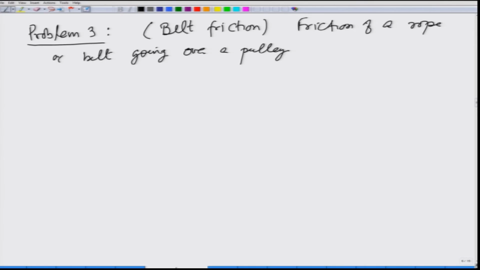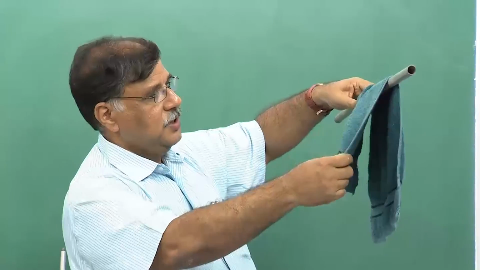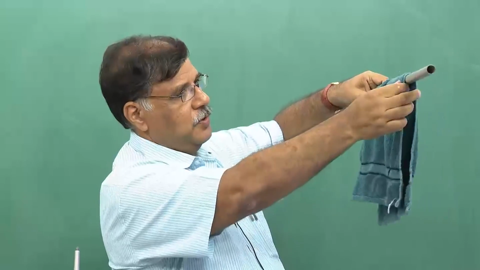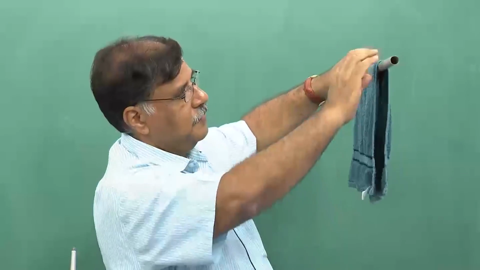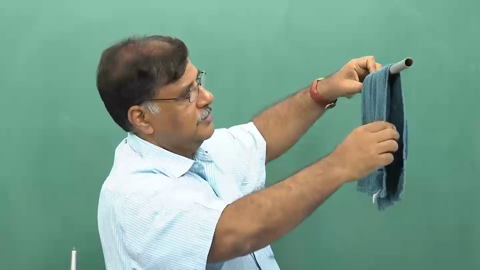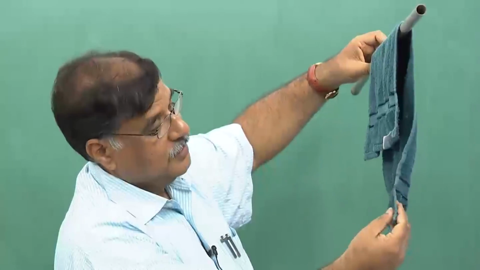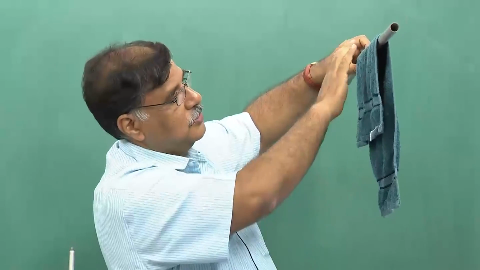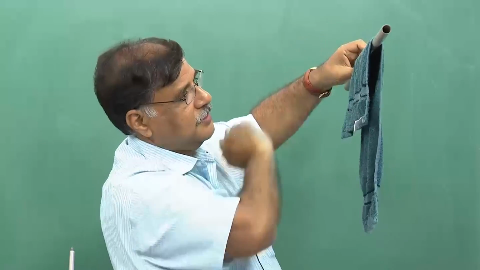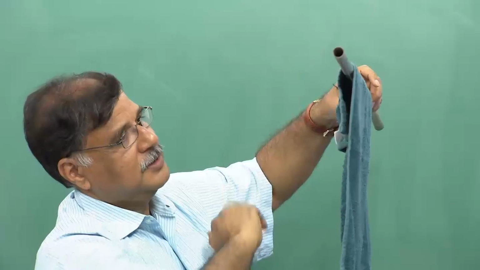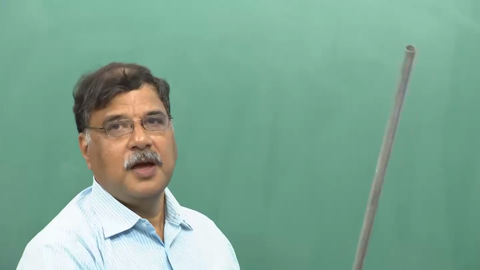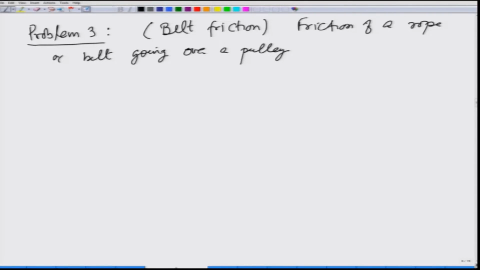Suppose there is a towel rod, right, and if I hang the towel with roughly equal distances on the two sides, the towel holds in there very nicely. If I make the length on one side larger, it still holds. If I increase it further, it still holds. I increase it further, it holds, and further it slips. And we want to find out when this would slip.